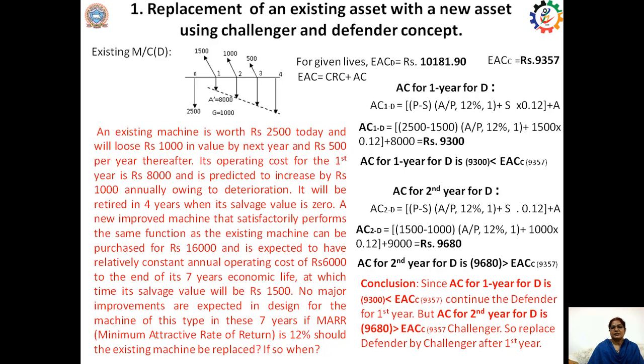So accordingly you write the conclusion. Since AC for the first year for the defender is less compared to the challenger, in the first year don't change it, retain your defender. But in the second year, since the defender is more, if you keep the defender for the second year, you will incur some extra loss. So just replace it at the beginning of the second year itself, or at the end of the first year.